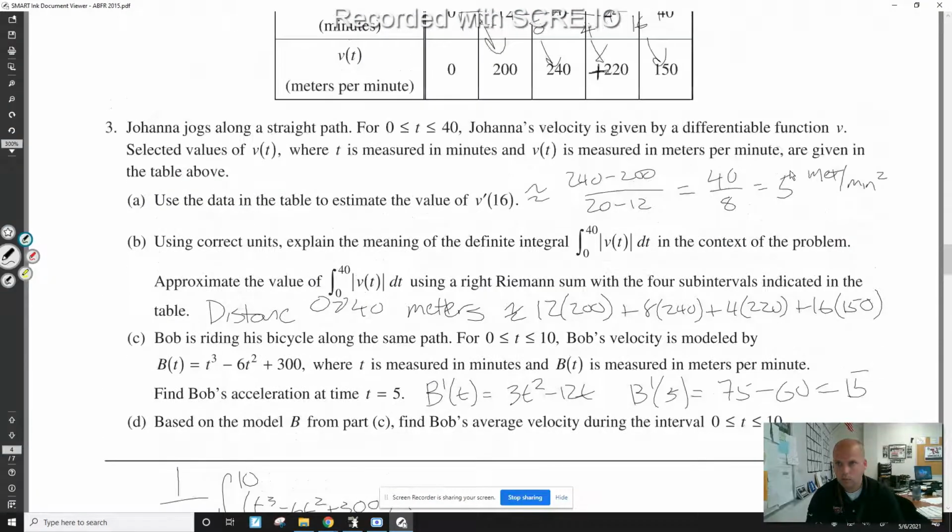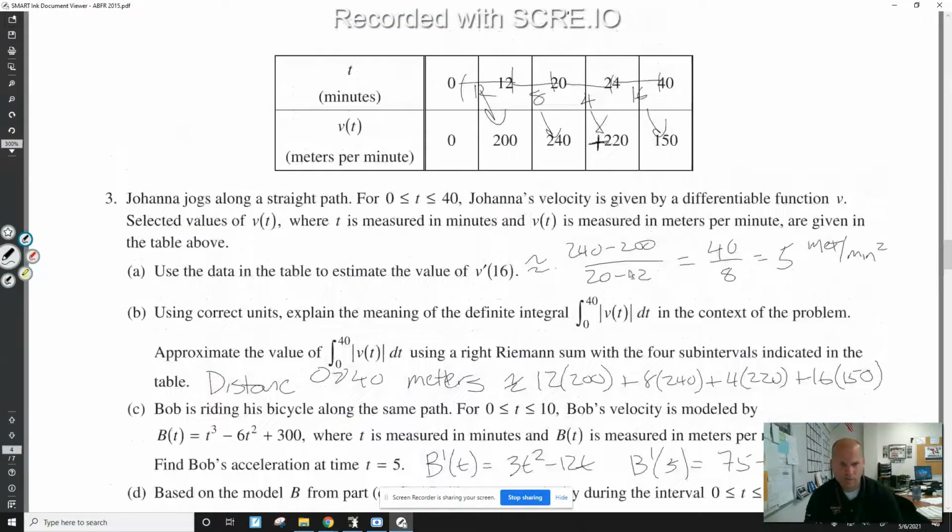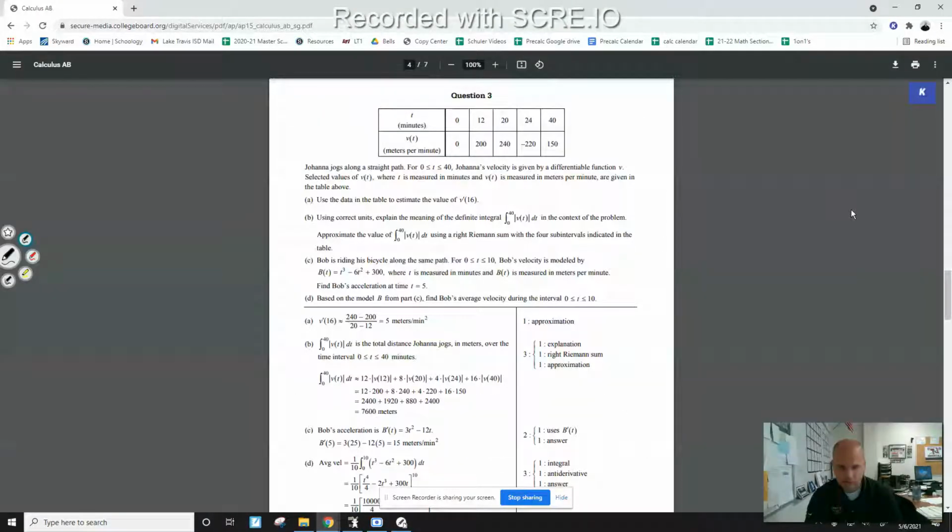Number 3. 5 meters per minute squared. I don't think they asked for the units, so just 5 is fine.